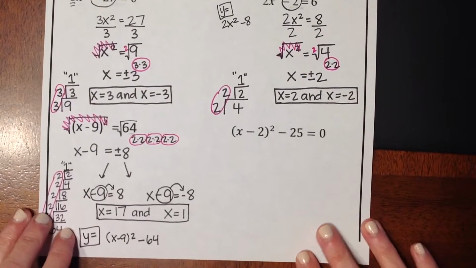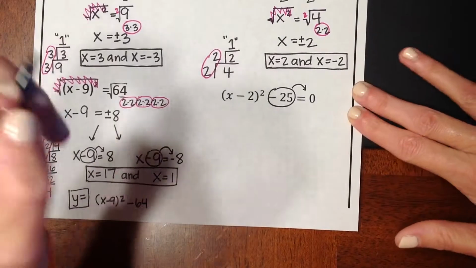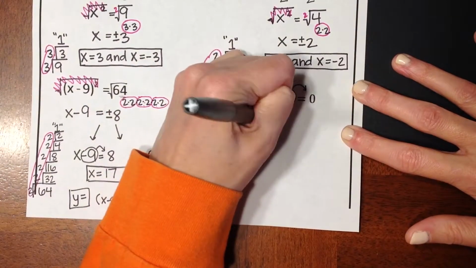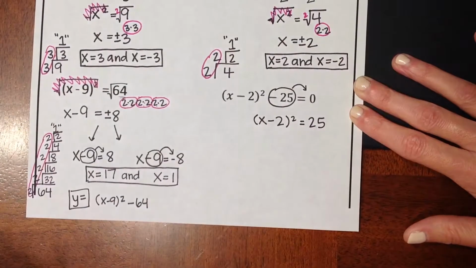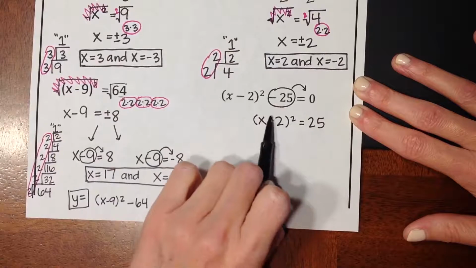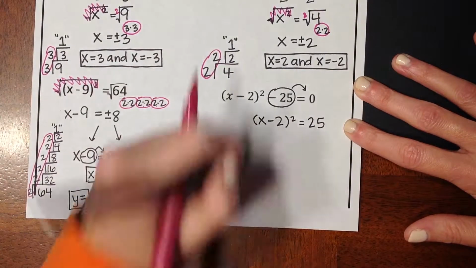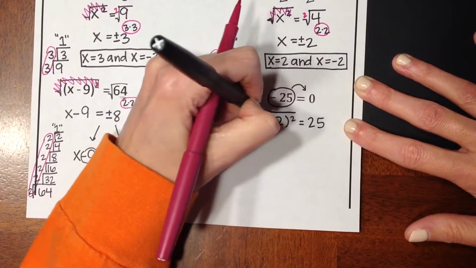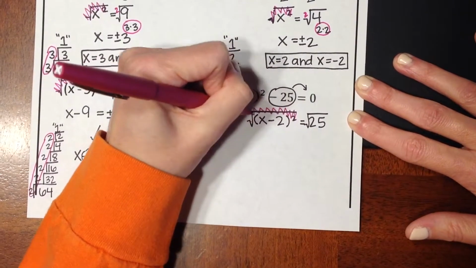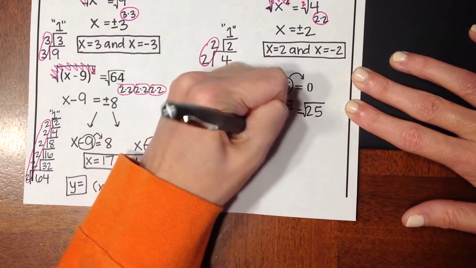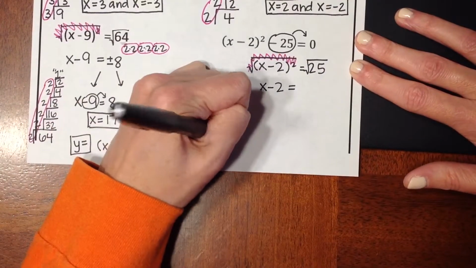Okay, final example. So again, we want to move all of our constants that are outside the parentheses to the other side. So I'm going to be left with x minus 2 squared equals 25. And before I can move this 2 over to the other side, I have to take care of this square, this power of 2. So I'm going to square root or unsquare both sides, which is going to cancel out the power of 2. So I'm going to be left with x minus 2 is equal to, well, now I have to simplify the radical square root of 25.